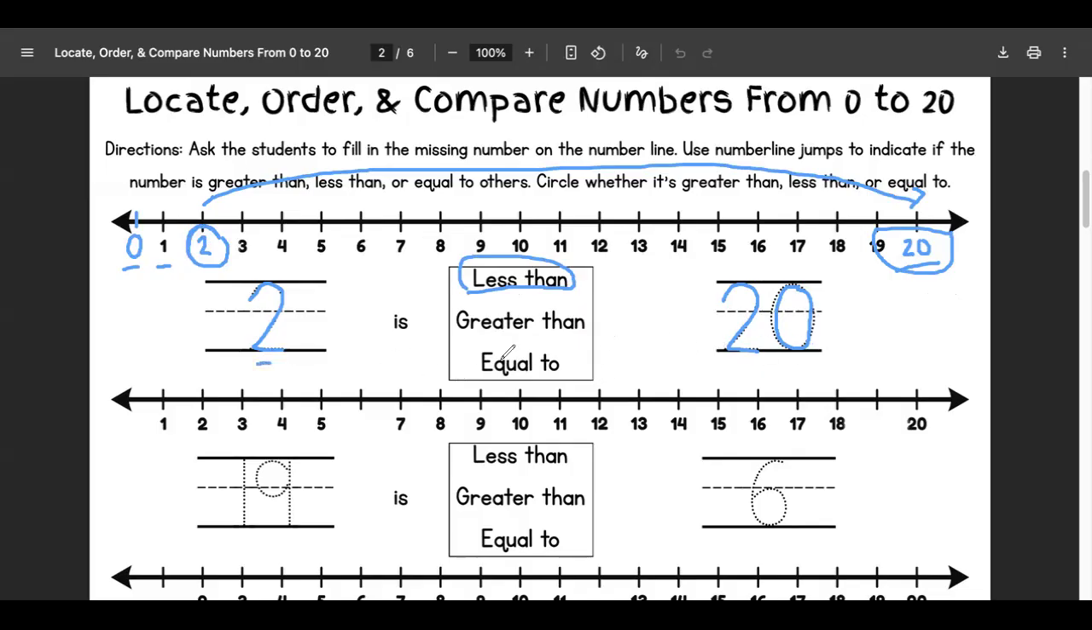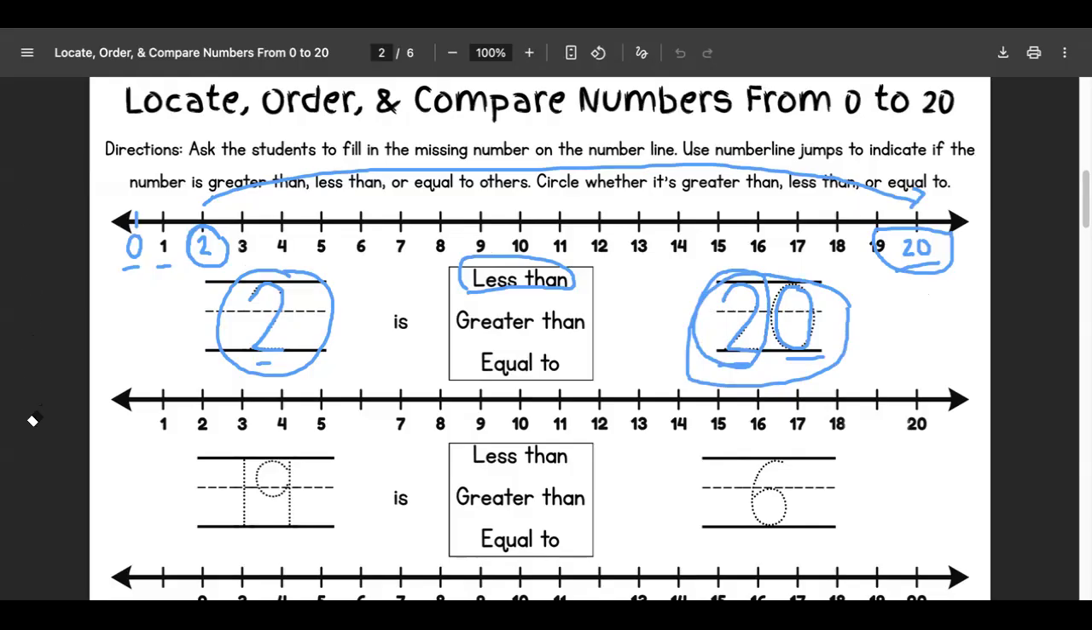Are they exactly the same? Let's take a look. You have the 2 and the 0 here, and then you have the 2 here. Well, this 2 is in the ones place. So this means 2 ones. This 2 is in the tens place. That means that there are 2 tens, or 20. So 20 is greater than 2. Or if you were to read it the opposite way, 2 is less than 20.